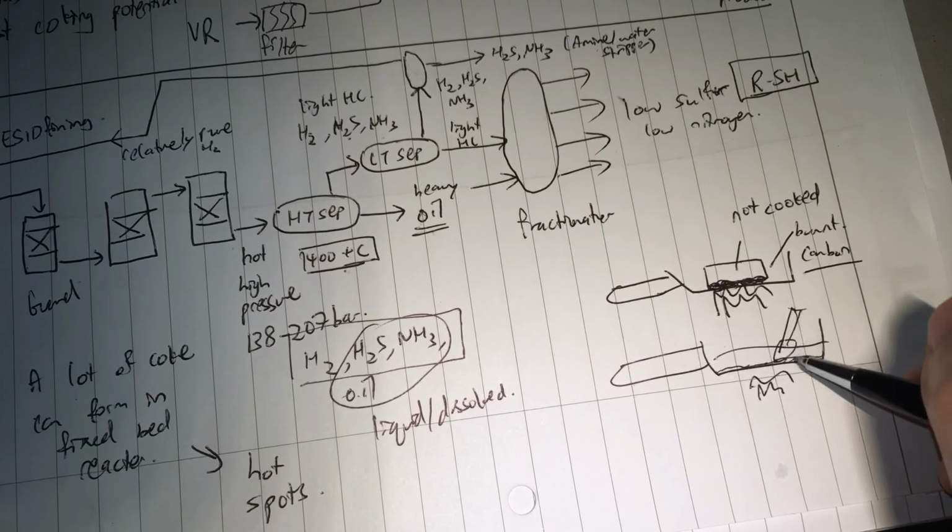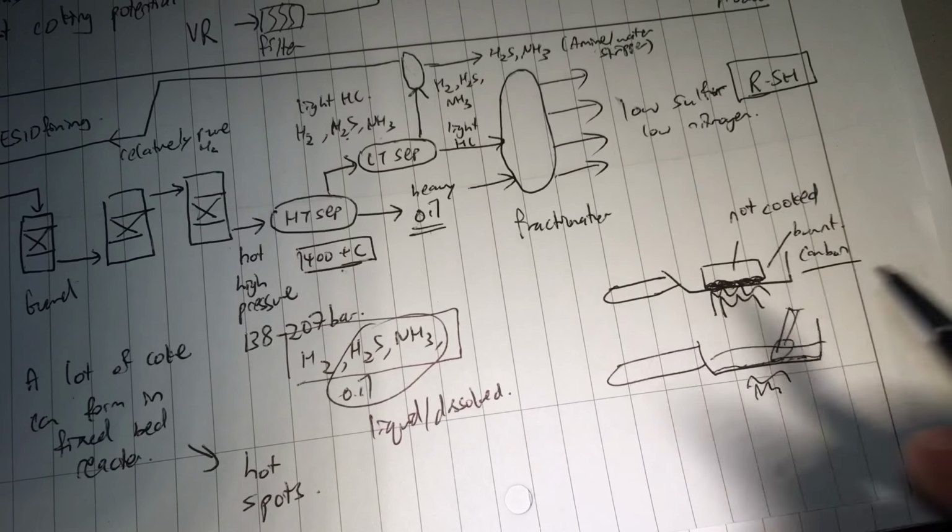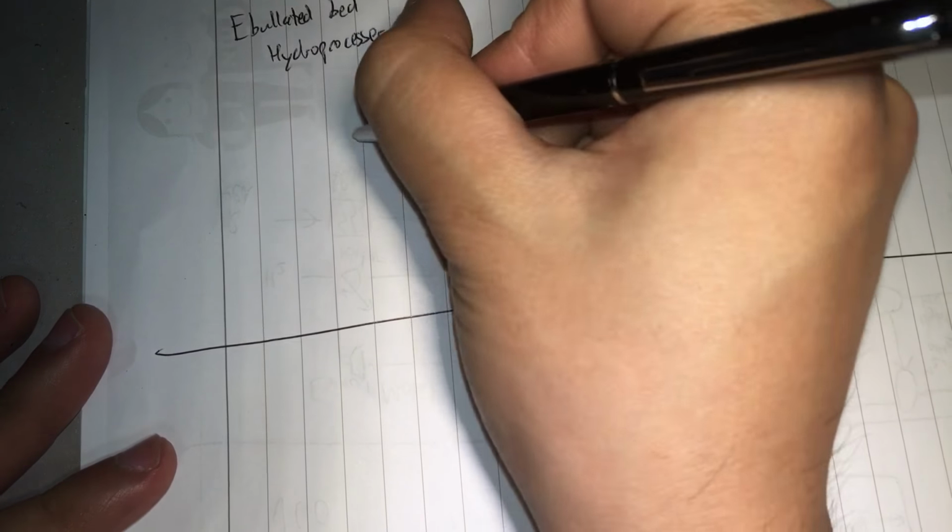So, to prevent the burning, you do a bit of mixing. Now that's exactly what the objective is for the Ebullated Bed Reactor. Okay? The Ebullated Bed Hydroprocessor does basically this.